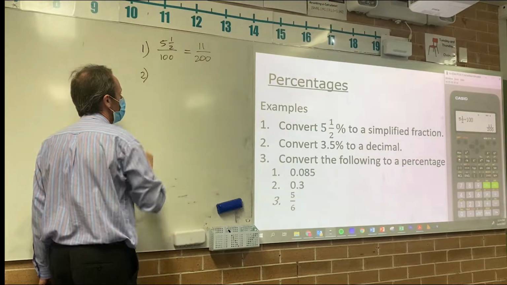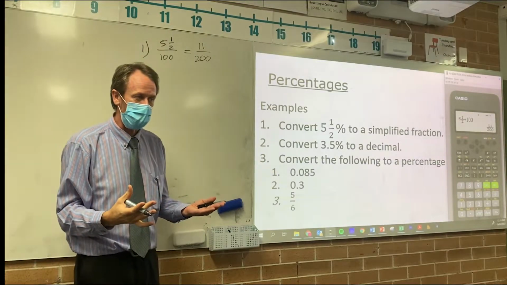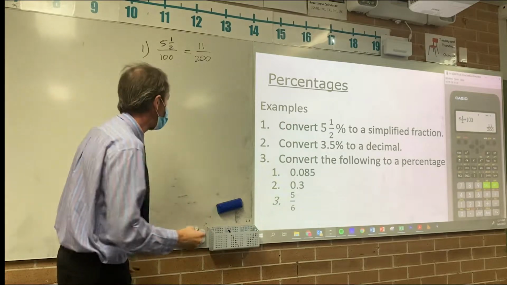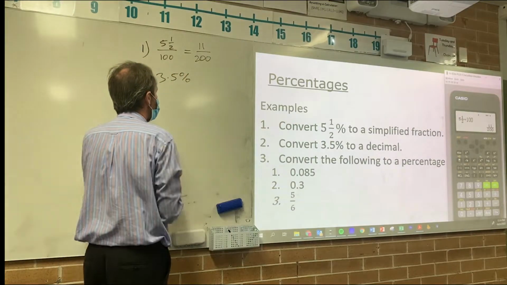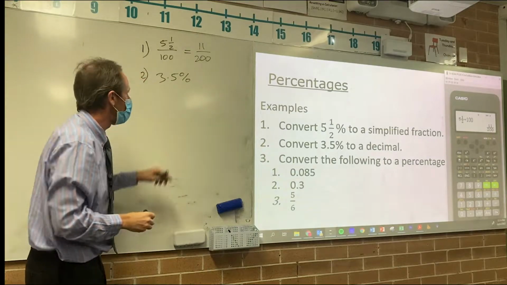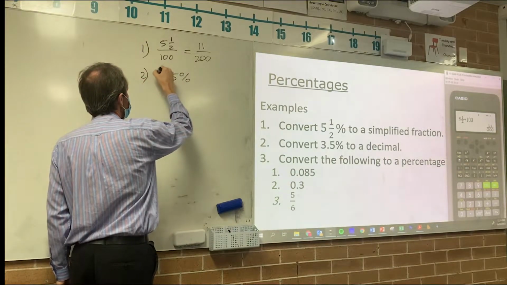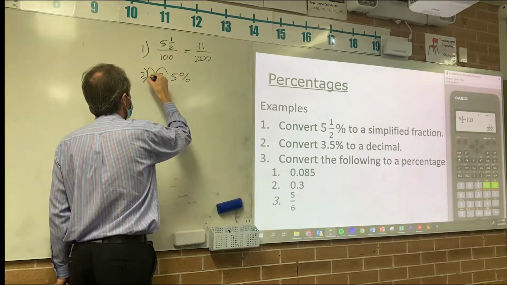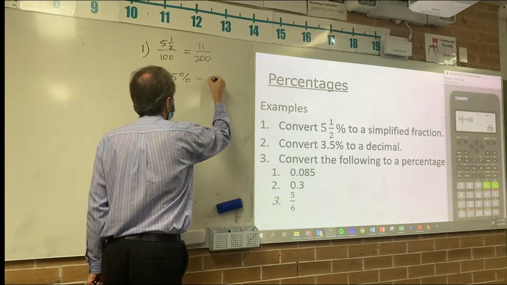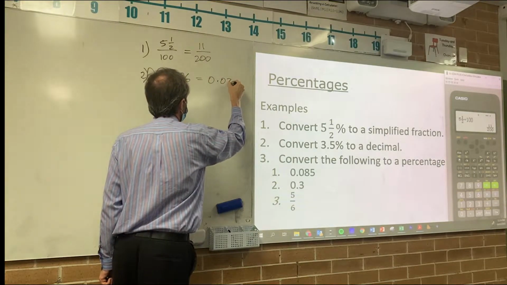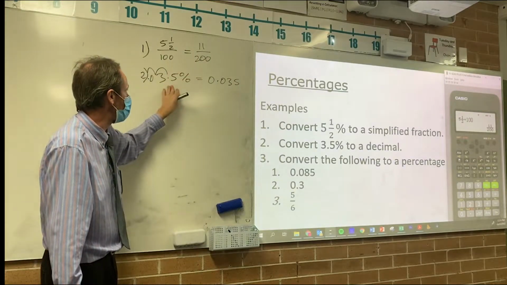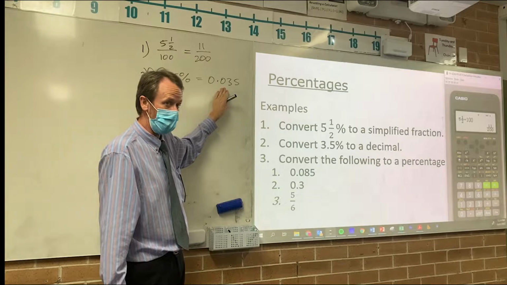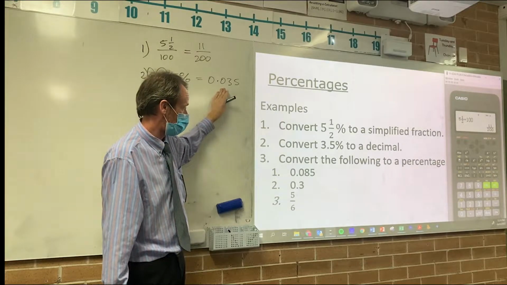Question 2, 3.5% to a decimal. It's really easy, this one, because it's 3.5 out of 100. All we have to do is actually divide by 100 again, and what you end up with is 0.035. That's all I've done, the same thing. I've divided by 100, and I've got that as a decimal.